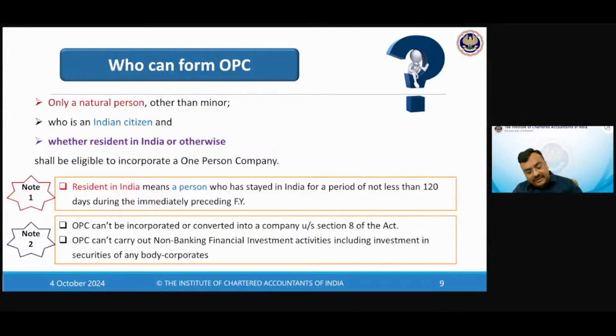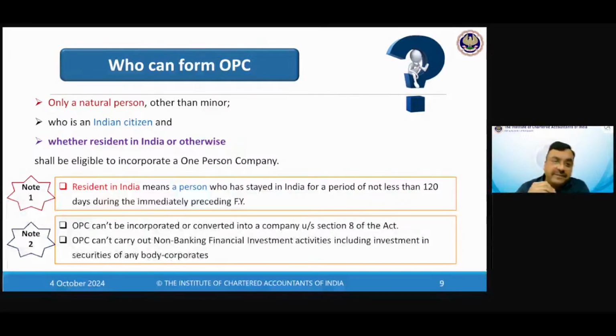Originally it was a restriction that the person should be resident in India, but now there is no restriction. A person who is not resident in India can also form an OPC. Shall be eligible to incorporate a one-person company, right? So it should be a natural person other than a minor, capable to enter into the contract, who is an Indian citizen, resident in India or not, shall be eligible to incorporate an OPC.